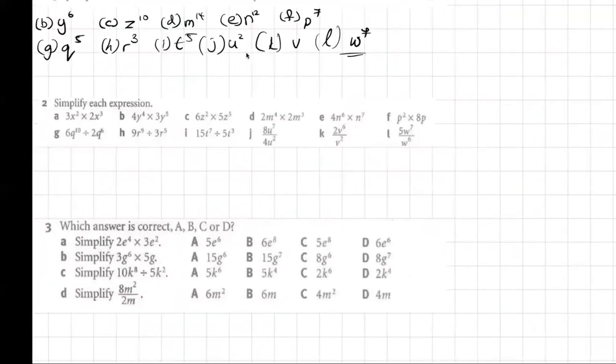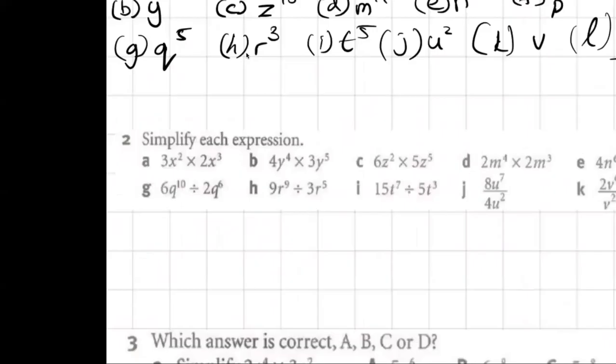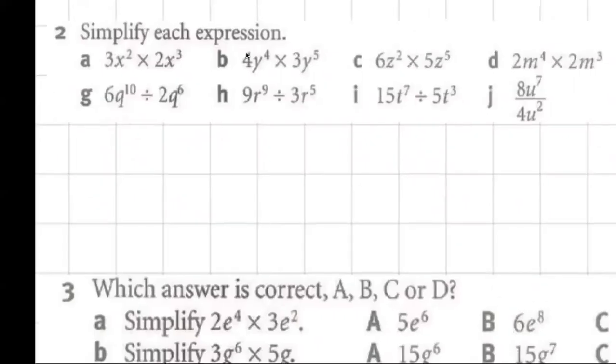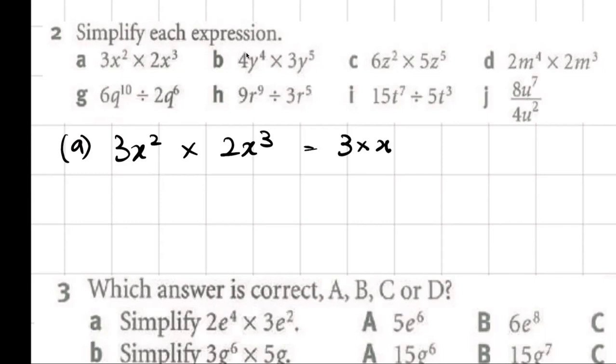Okay, next one here involves numbers. You have to get used to writing down the powers alongside your numbers. The application of it is different. You cannot just say that if it's multiplication, then we add, as you have learned before. For instance, question A, what it meant is that 3x squared multiplied by 2x cubed is actually 3 multiplied by x squared multiplied by 2 multiplied by x cubed.